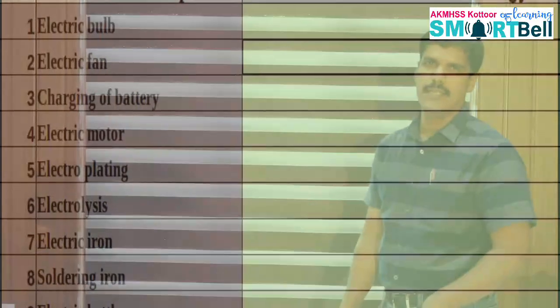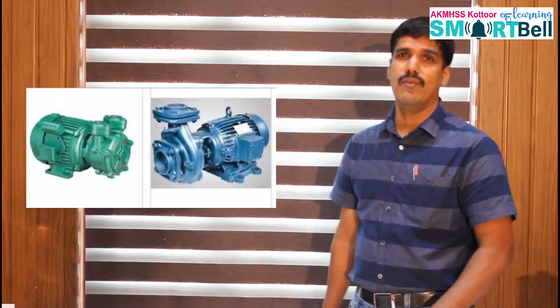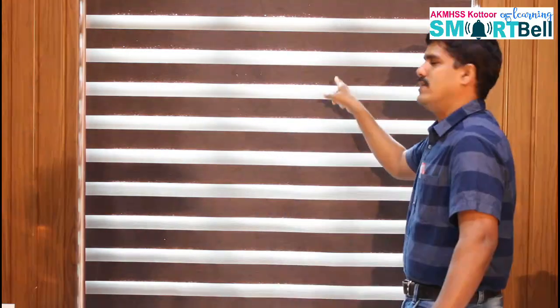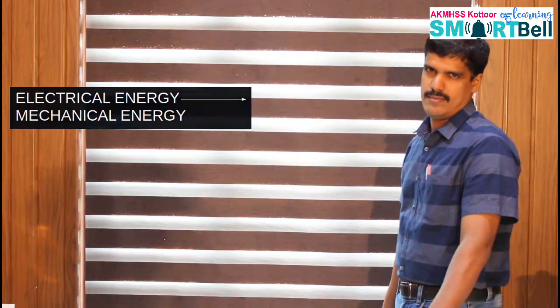See there, you can see the next device as electric motor. In a motor, as in the fan that I told you earlier, we need to supply electrical energy. And that electrical energy, while that motor functions, is utilized for a mechanical process. So the energy transition is from electrical energy to mechanical energy. That means in this way: electrical energy, arrow mark, mechanical energy.